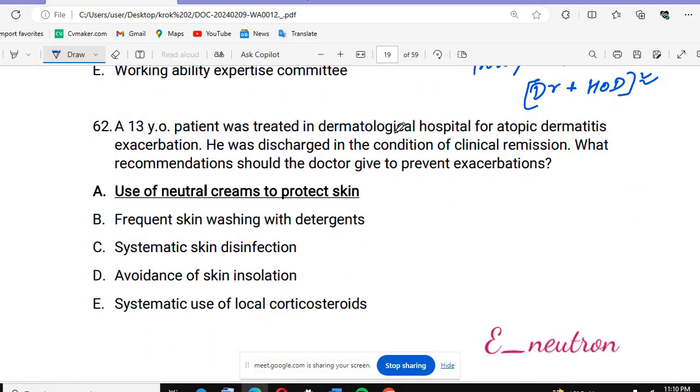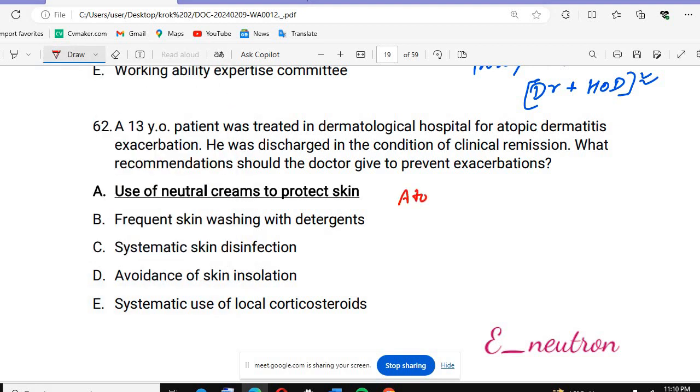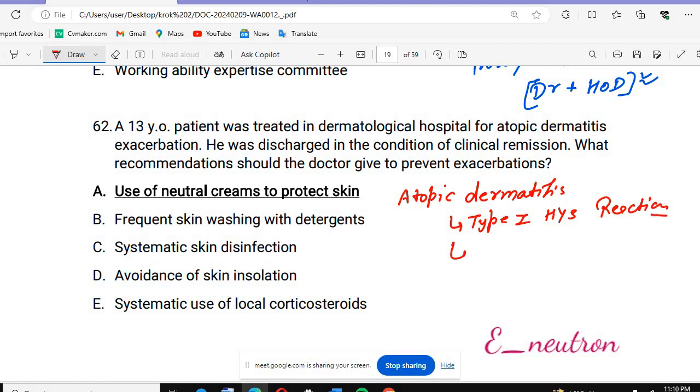A 13-year-old patient was treated in the dermatological hospital for atopic dermatitis. So atopic dermatitis is what? That is the type 1 hypersensitivity reaction. Like the urticaria, the atopy, so that is the atopy. So he was discharged in the condition of clinical remission. What recommendations should the doctor give to prevent the exacerbations?